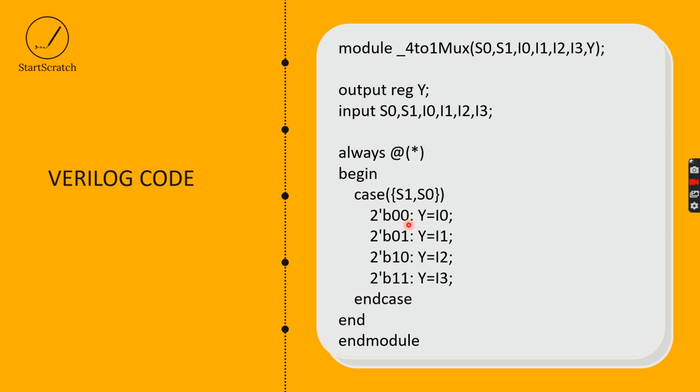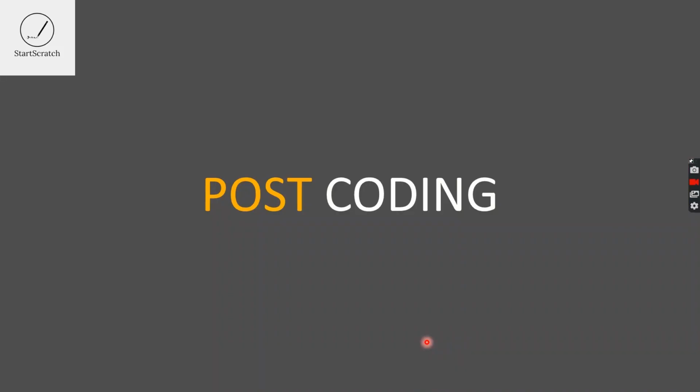For the 0 0 condition of the selection line, you will be getting I0 as an output, for 0 1 you will be getting I1 as an output, for 1 0 you will be getting I2 as an output, and for 1 1 you will be getting I3 as an output. And here I ended the case, and here I ended the module. And now let's move on to the post-coding part.